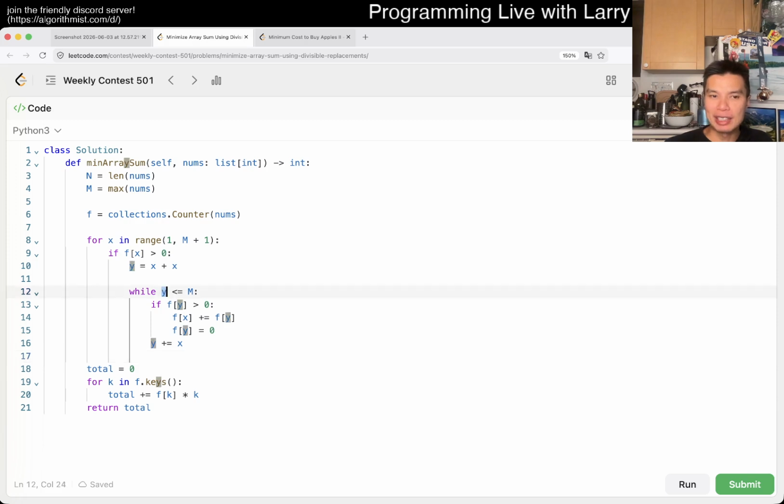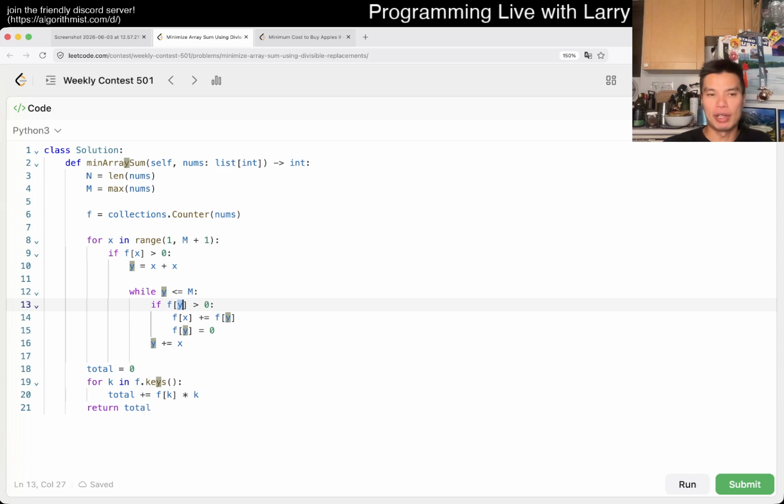Every y here is going to be multiples of x. So if y is equal to 0, well, then we just convert it from y to x. So then we add x to whatever. We set y is equal to 0, or f sub y is equal to 0, so that no other numbers go to it. And because we do the x in smallest to largest order, in ascending order, that means that if y has multiple factors or divisors, then we'll go over the earliest one first.